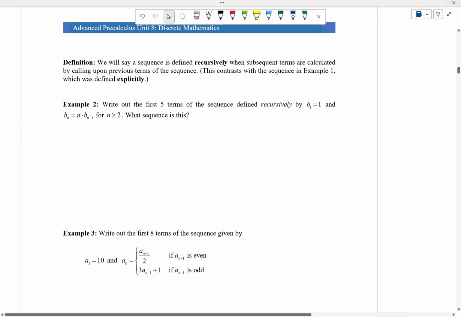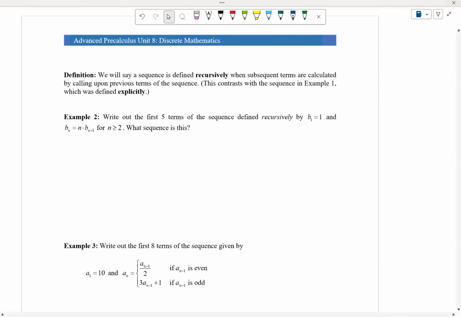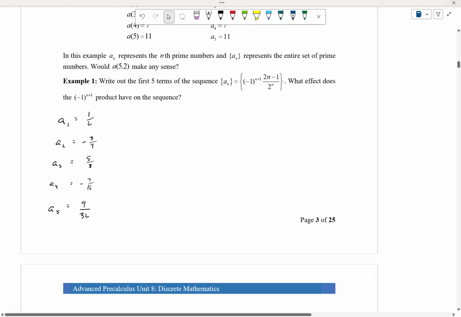Recursive sequences. How many of you have worked with recursive sequences before? A few of you, in which class? Amir? Computer science, yes. Here's the definition we have. A sequence is defined recursively when subsequent terms are calculated by calling upon previous terms of the sequence. This contrasts with the sequence in example 1, which was defined explicitly. Explicitly just means if I want the 100th term, I put in 100. I get it right away.